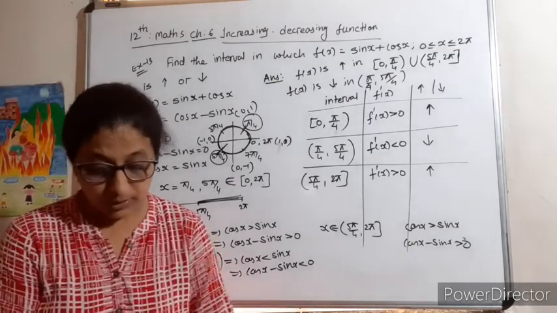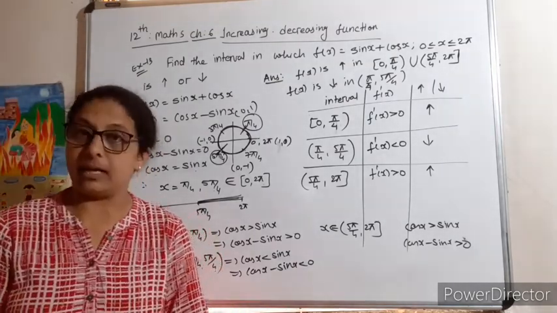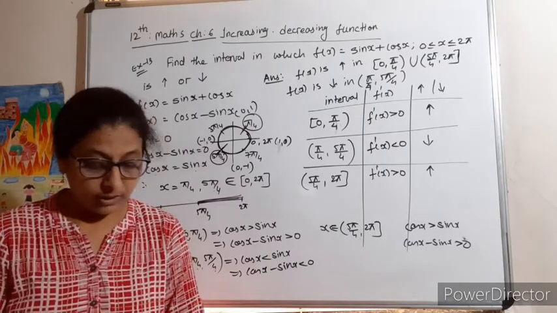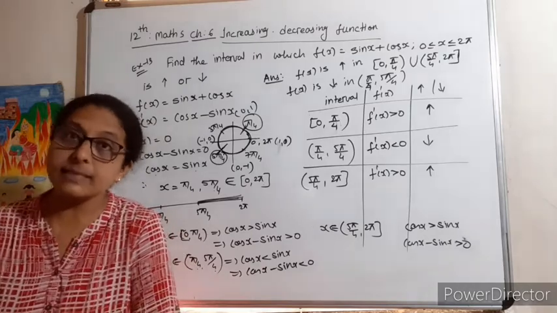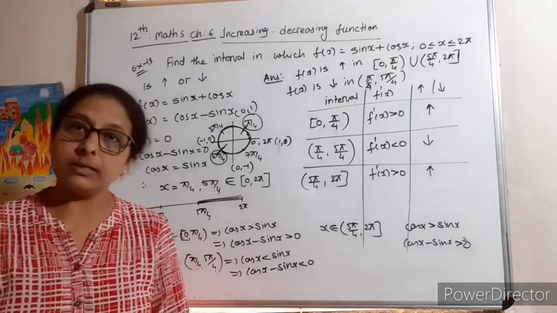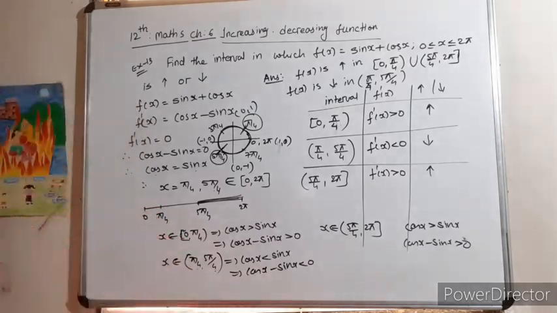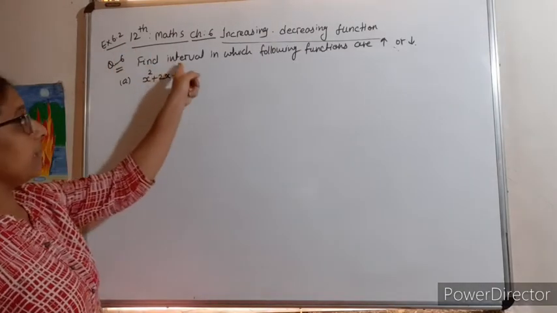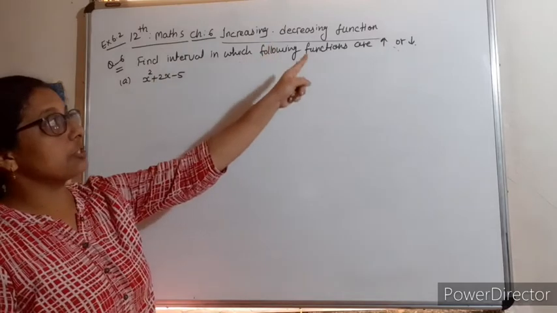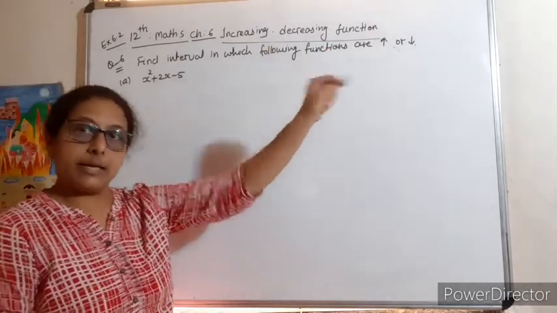In Exercise 6.2, we have done up to question number 5. So we'll move ahead with question number 6. Have you tried it? Then you just check your answer. If not, then do it here with me. Question number 6. Find the intervals in which the following functions are increasing or decreasing.